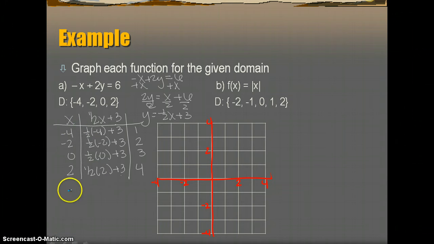So our ordered pairs are negative 4, 1. Negative 2, 2. 0, 3. And 2, 4.